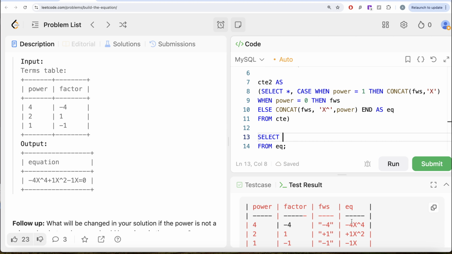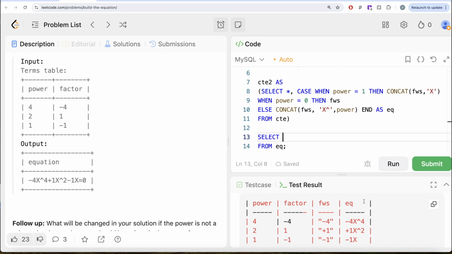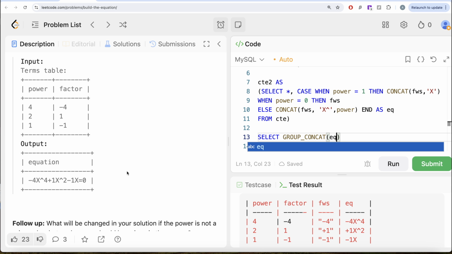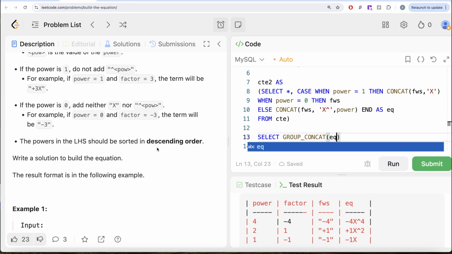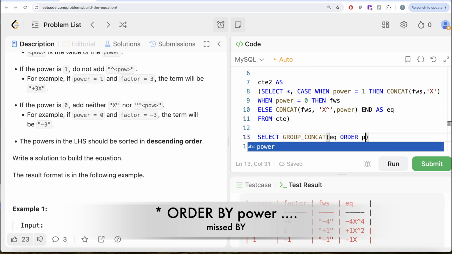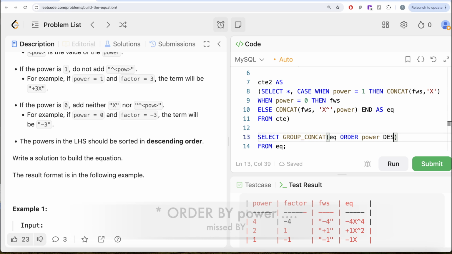Now remember, when you use concat function, it works by column. But here what you need is for one particular column, concatenate all the values in the rows, right? So in that case, you need to use group concat. So group concat all the values in the EQ. However, there is one thing that we need to do: the powers should be sorted in decreasing order. So order by power in decreasing manner.